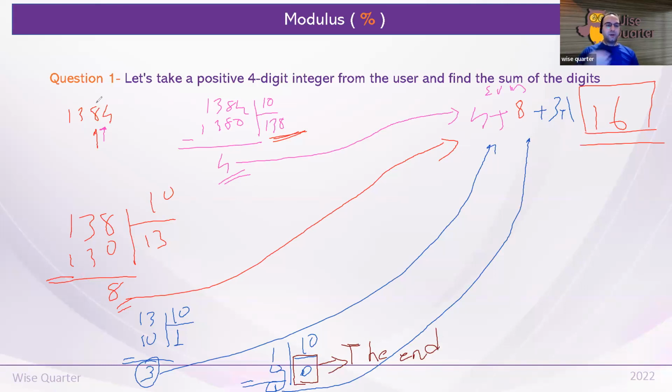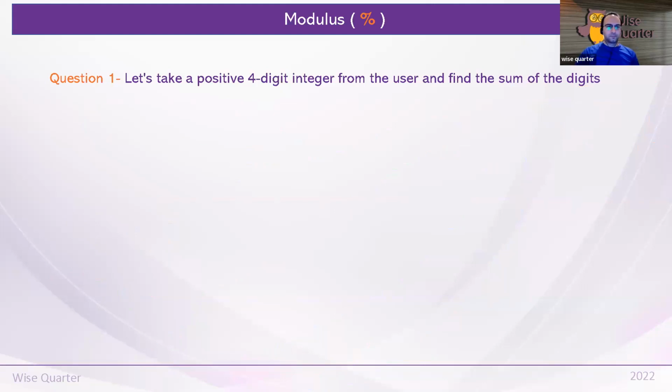So again, this one has 4 digits. This means I have to divide the number 4 times. And when this part is 0, the calculation will end. That's the logic. Let me explain it one more time. The number is this. And I should store the remainder. And I should write the smaller number, the new number.